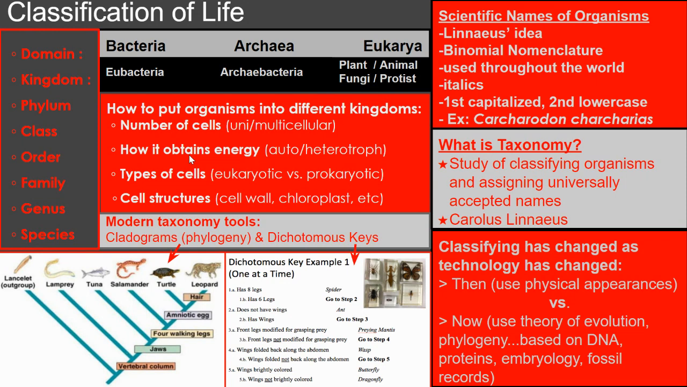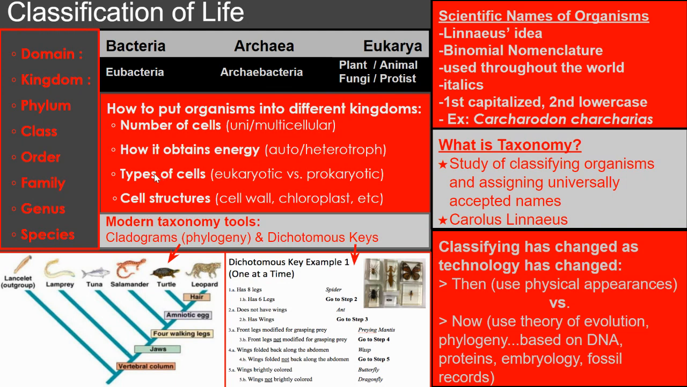Next, we can look at how it obtains energy, if it's an autotroph or a heterotroph. So, for example, plants make their own energy, they would be considered autotrophs, and animals get energy from eating other living things, and so they would be considered heterotrophs.